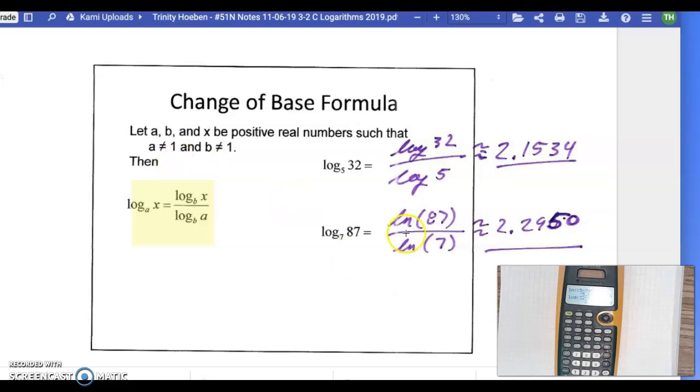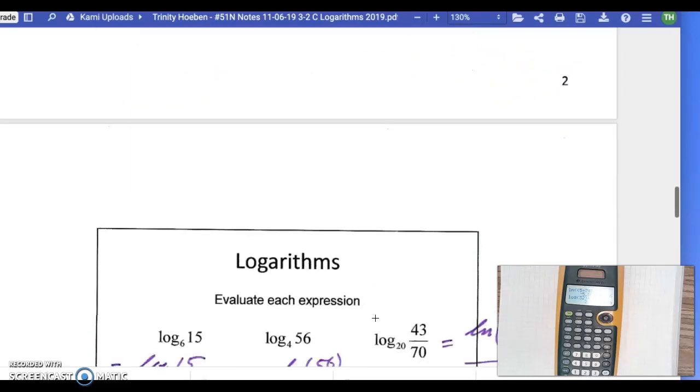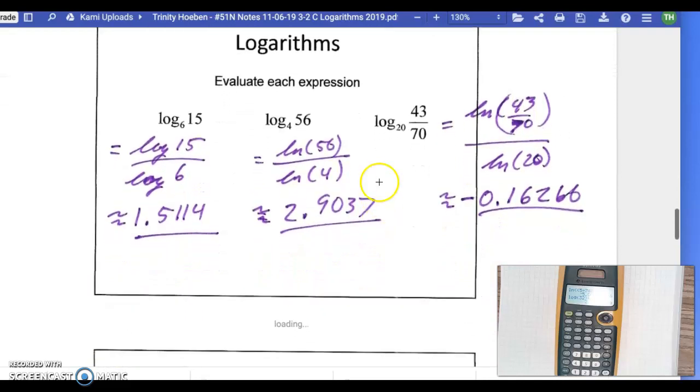Another example here, log base 7 of 87. We're going to take the 87, put it in the numerator, and then the log base 7 in the denominator, punch it in the calculator, and it's going to spit out that decimal for you.